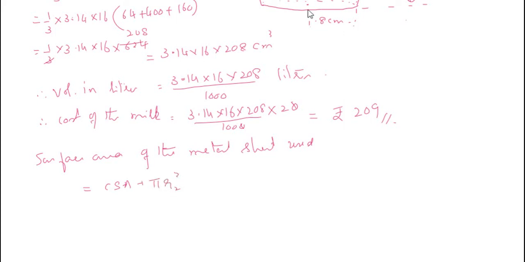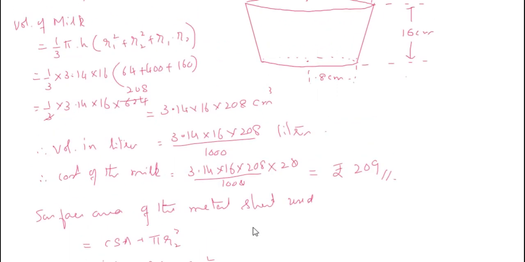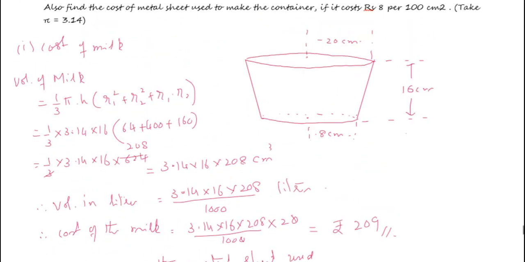This is the smaller surface area. Now CSA is pi (R1 plus R2) into L, plus pi R2 square. But we don't know L here. Let us calculate L. Now this is 20, this is 8 centimeter. So let me draw a line parallel to this vertical line.